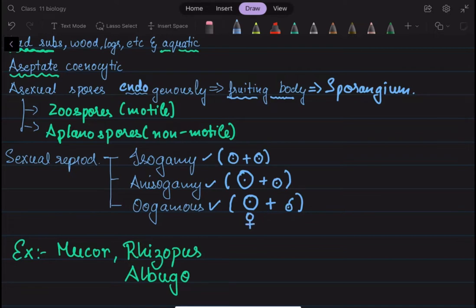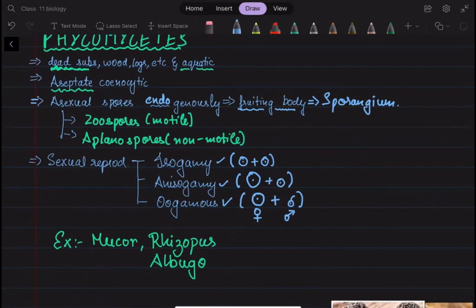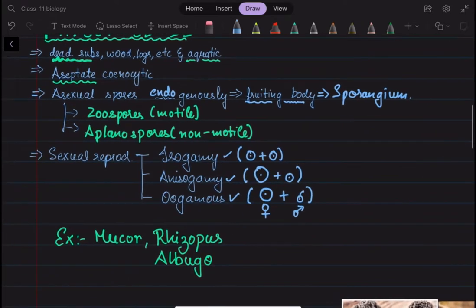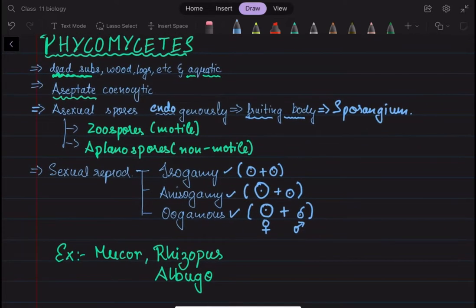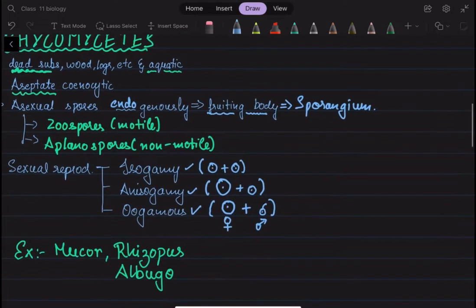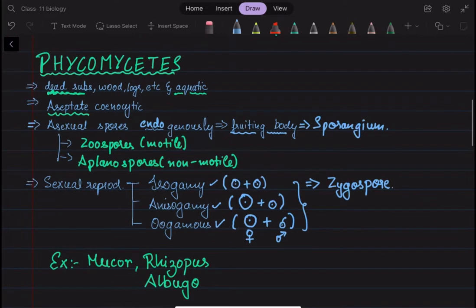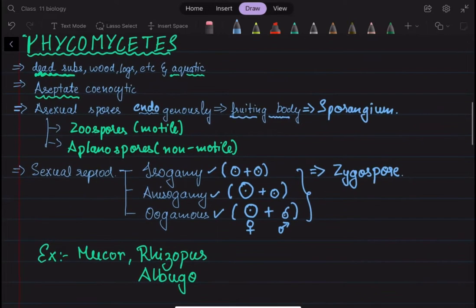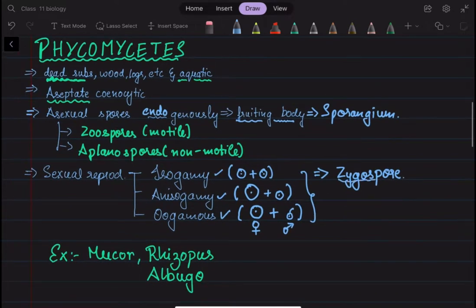So this is the female gamete and this is the male gamete. When this happens, it is called oogamous. All these three types are found in phycomycetes. And when the fusion happens, there is a structure which forms in all these three cases, and we call it the zygospore. Just like how we say zygote is formed, here we just call it zygospore.